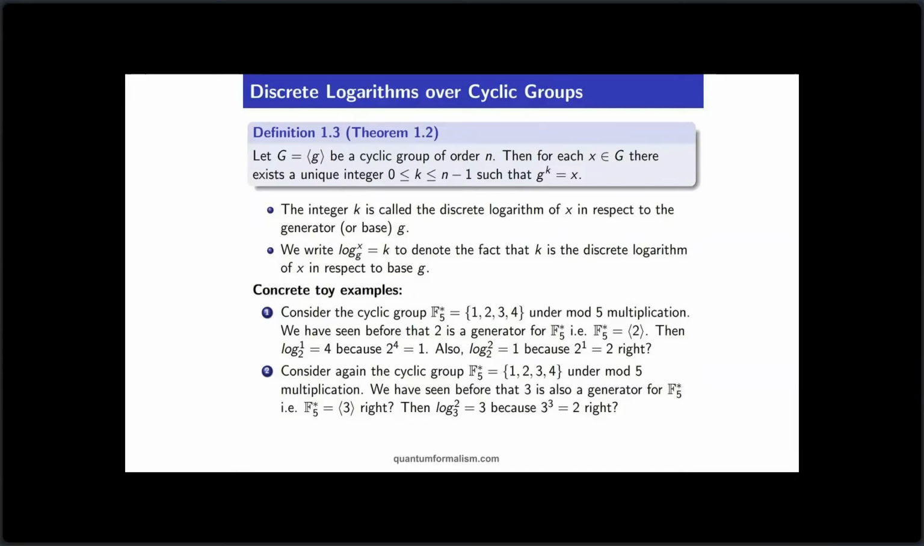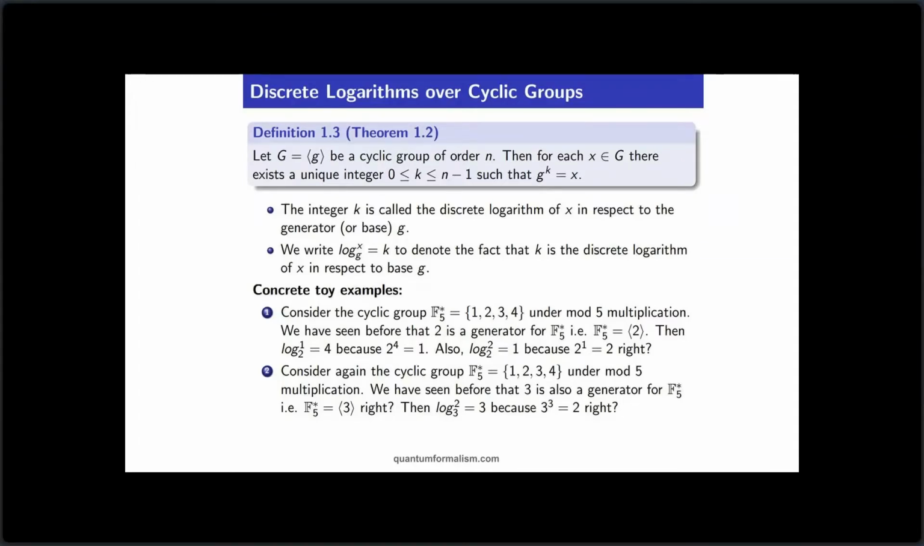Okay, and then the notation-wise, we write this log_g x equals k, to denote the fact that k is the discrete logarithm of x with respect to base g. So I'm already using the name base. Here are some toy examples. You can actually correct me if I made any mistake here.